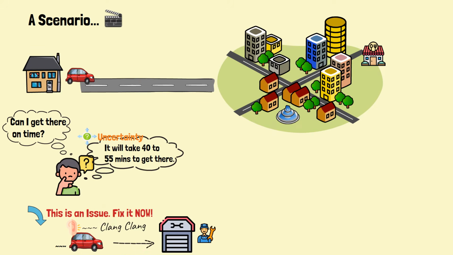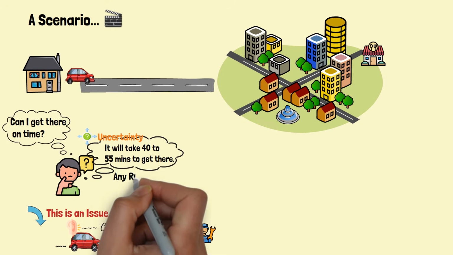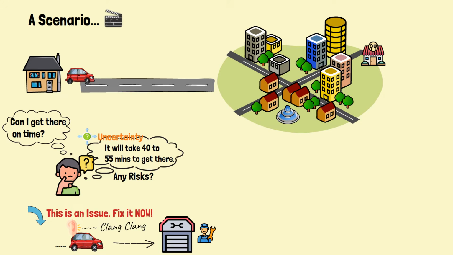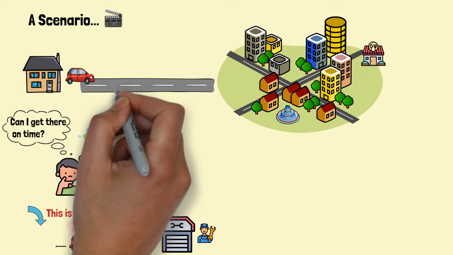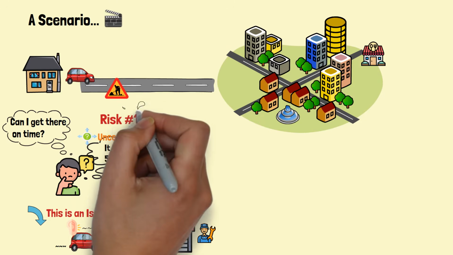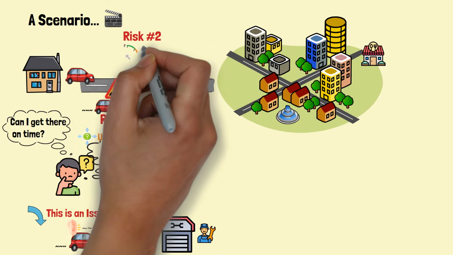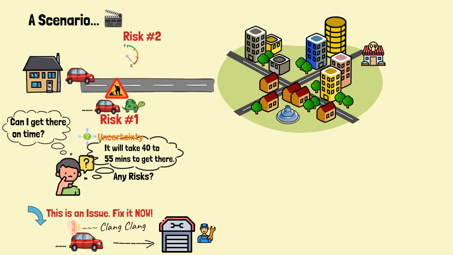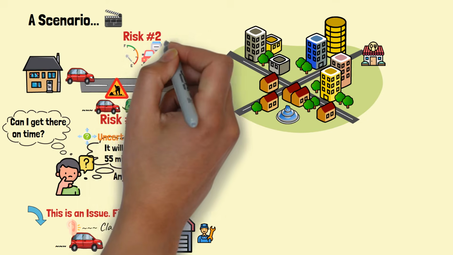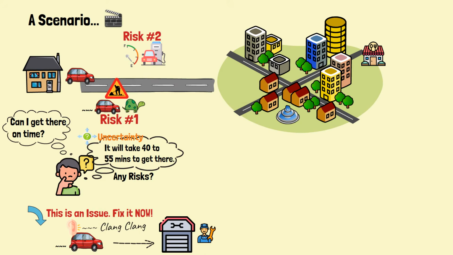Let's identify a few risks or threats that could make you late for the date. Risk number 1. As a result of road maintenance along the route, the traffic will be very slow and will impact your journey time. Risk number 2. As a result of low fuel level, you would need to queue for refueling, which will increase your journey time.